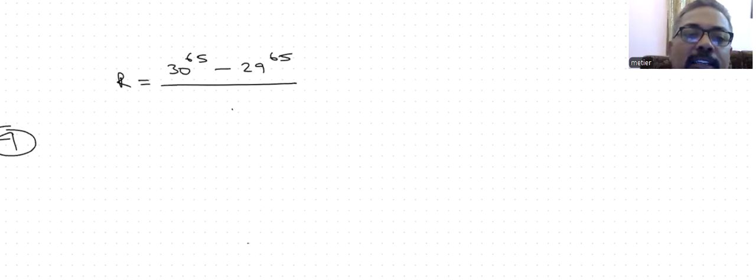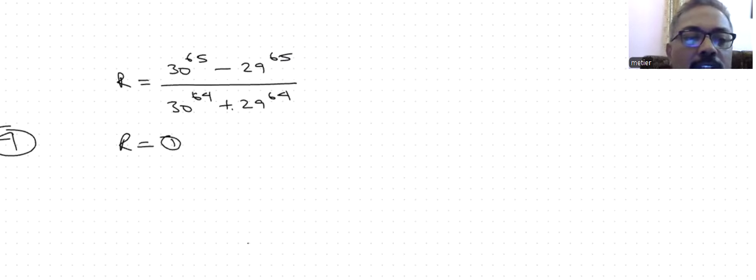They asked to find out the value of R. It was given 30 to the power 65 minus 29 to the power 65 divided by 30 to the power 64 plus 29 to the power 64. They need the value of R, and the options were ranges for the value of R.